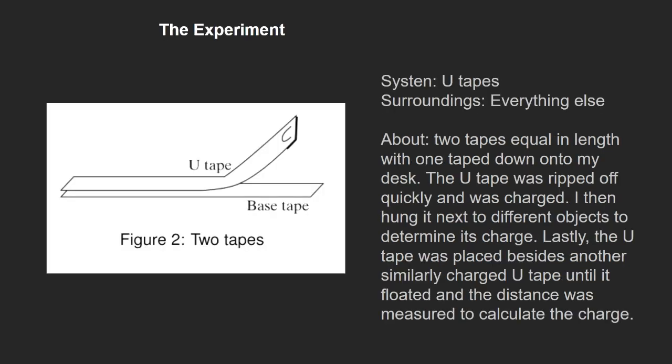For the experiment, in the photo you can see a base tape and a U-tape. The system is the U-tape and the surroundings are everything else. I used two tapes equal in length, with one tape taped down to my desk, which is the base tape, and the U-tape was ripped off quickly and was charged. Then I hung it next to different objects to determine its charge. Lastly, the U-tape was placed beside another similarly charged U-tape until it floated and the distance was measured to calculate the charge.